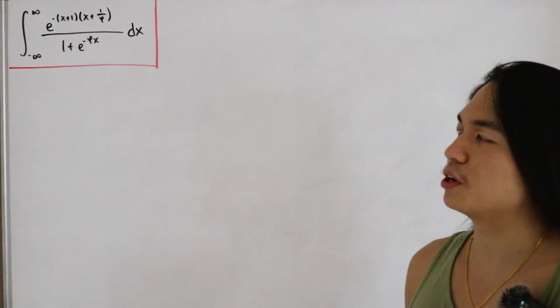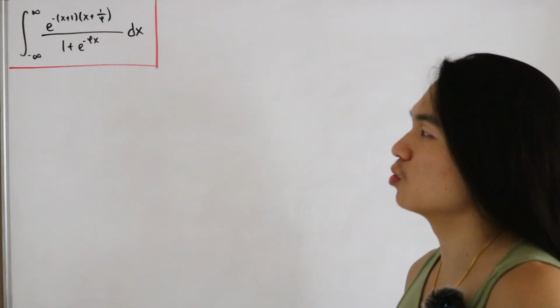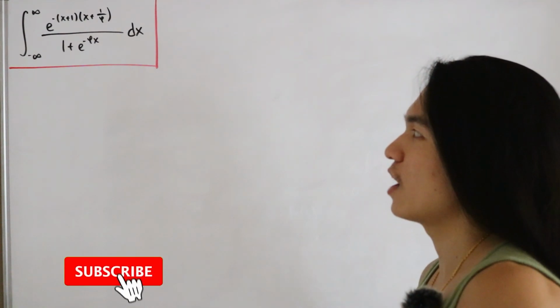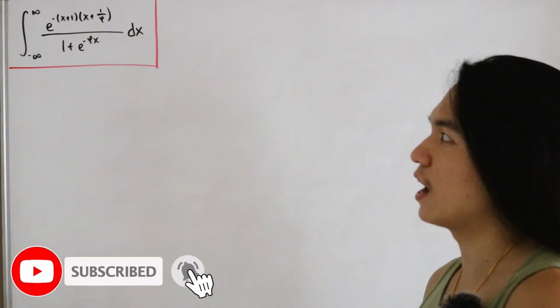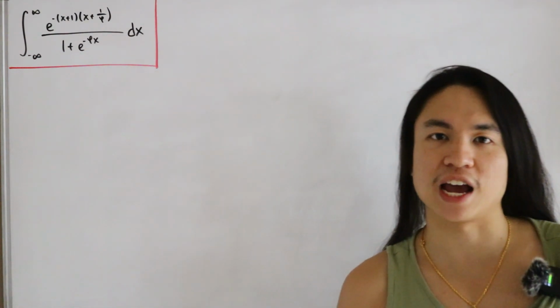So here we have an improper integral integrated over the entire real line, and as we see, we have a bunch of the golden ratio number implemented into our integrand. We have e to the negative x plus 1 times x plus 1 over phi, divided by 1 plus e to the power negative phi times x, then followed with dx.